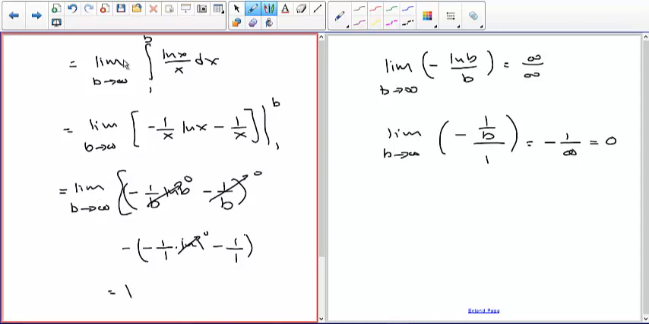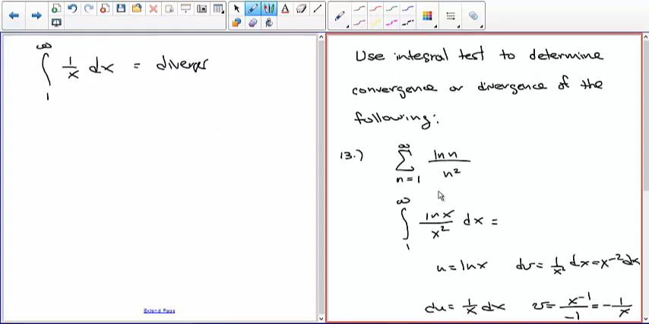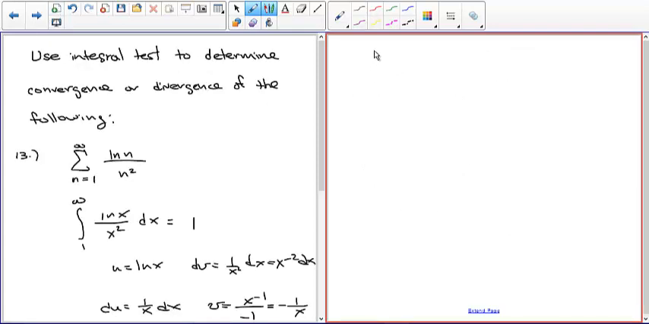The answer to this question, the integral from 1 to infinity of the natural log of x over x squared dx, is 1. So we don't really care what the number is. We just care that it's a number. So once you have made that observation, how do we want to say this?